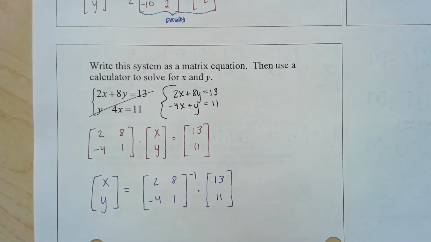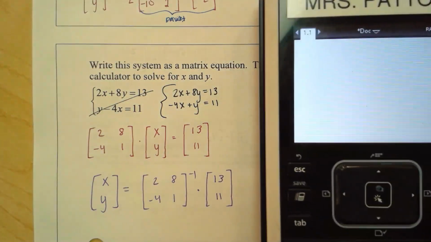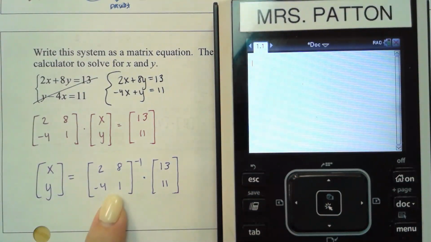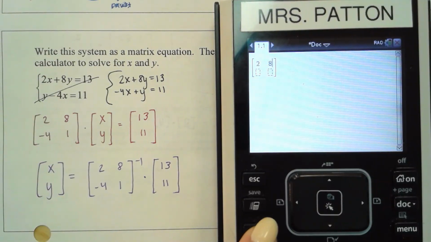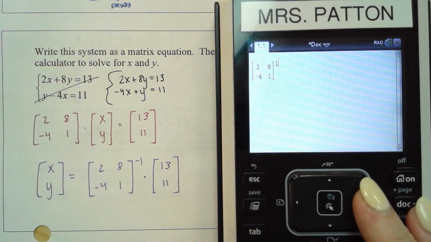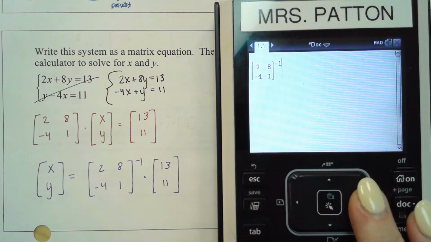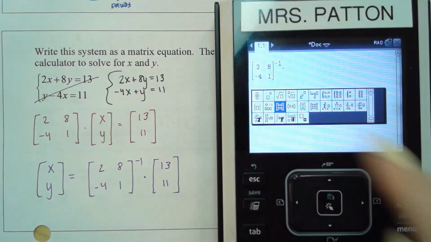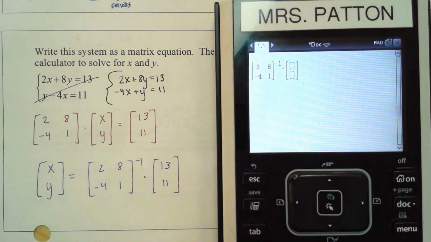And now this is where the calculator is going to come in handy. So I am going to type this in exactly as I see it right here. So I've got a 2 by 2. I'm going to find the inverse of that. Times, now I have a 2 by 1. I can just grab that one right there. Yikes, look at those answers. Good thing we had a calculator.